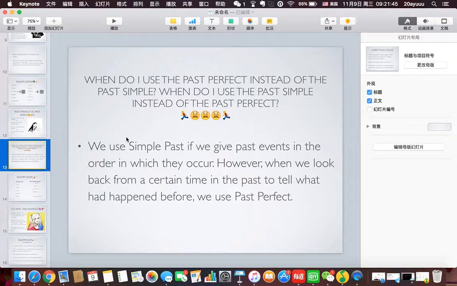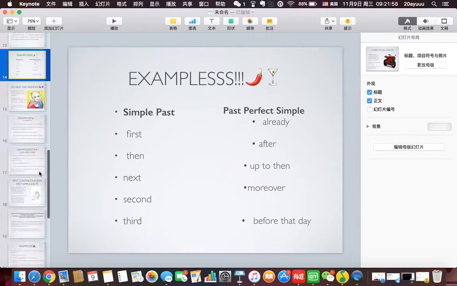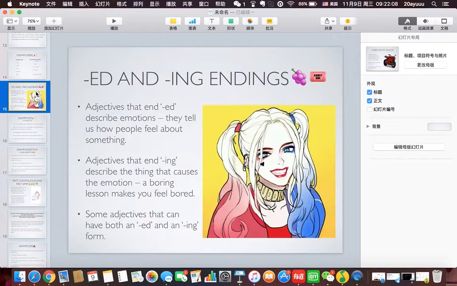We use the simple past if we give past events in the order in which they occur. However, when we look back from a certain time in the past to tell what happened before, we use the past perfect. Examples. These are our simple past examples, and these are past perfect examples. Okay, we finished this page. We're going to another page.